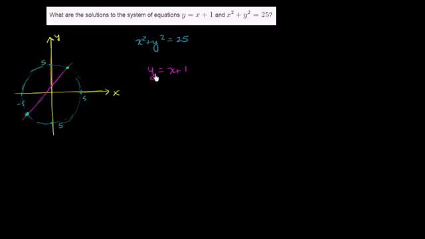Well, sometimes the easiest way is to substitute one of these constraints into the other constraint. And since they've already solved for y here, we can substitute y in the blue equation with x plus 1, with this constraint right over here. So instead of saying x squared plus y squared equals 25, we can say x squared plus, and instead of writing a y, we're adding the constraint that y must be x plus 1. So x squared plus x plus 1 squared must be equal to 25.